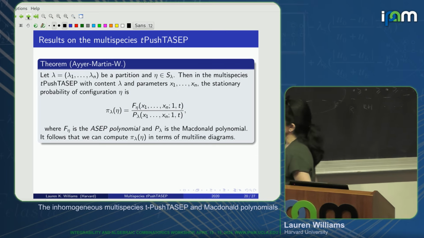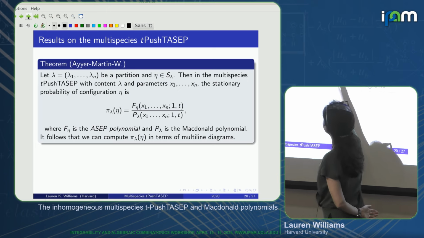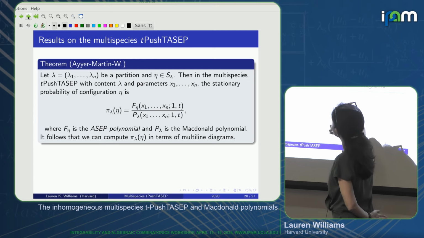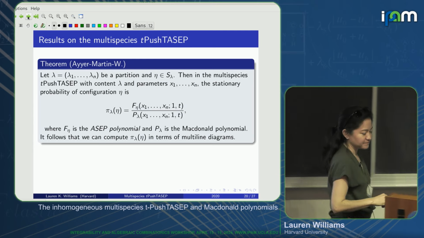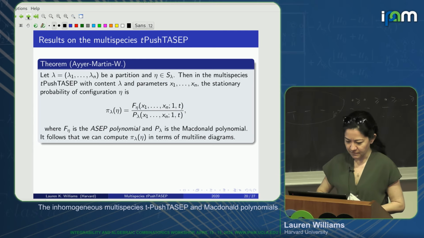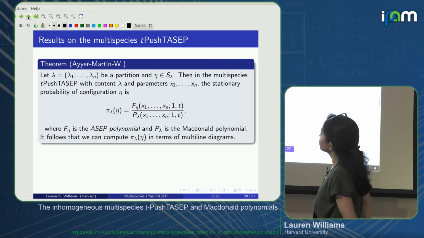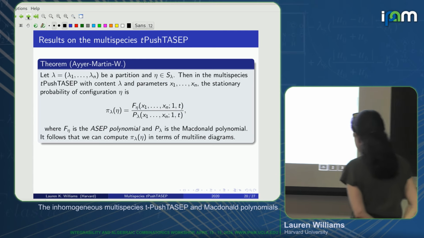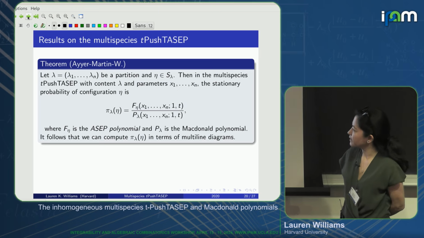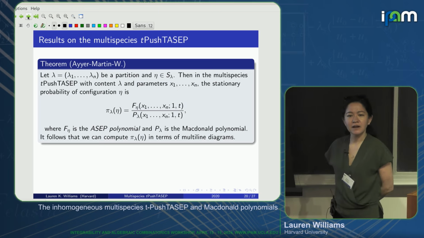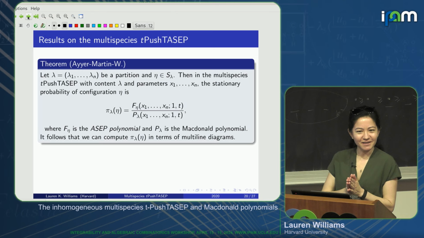And then, of course, it follows. I defined ASEP polynomials in terms of generating functions of multi-line q's, and so we can compute these steady state probabilities in terms of the multi-line diagrams. I should say there's been other work on ASEP polynomials, and in particular, there are matrix product formulas for ASEP polynomials. And I think that's in the paper of Cantini, De Geer, and Wheeler as well.